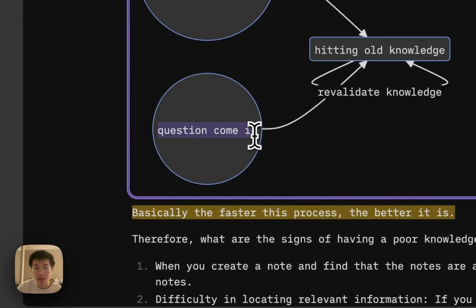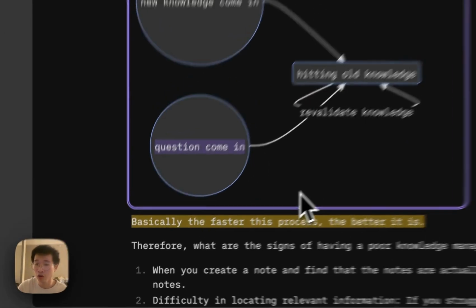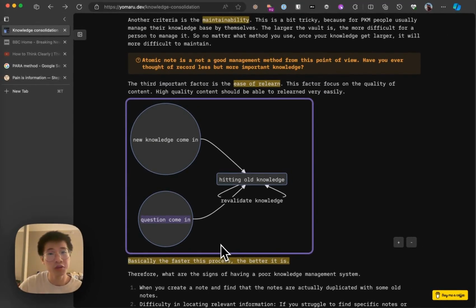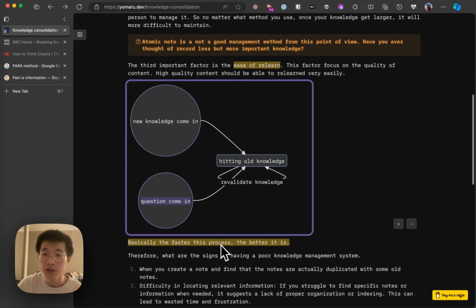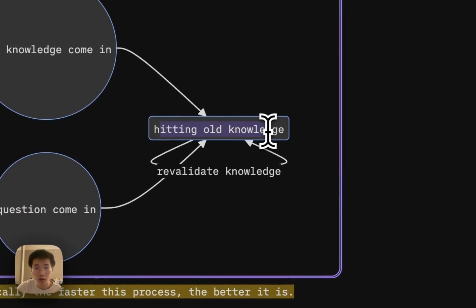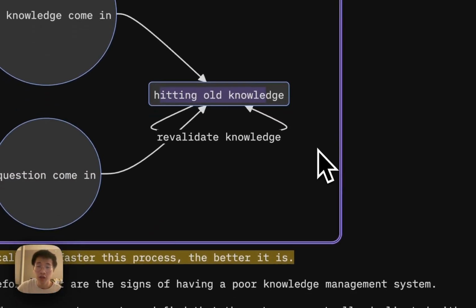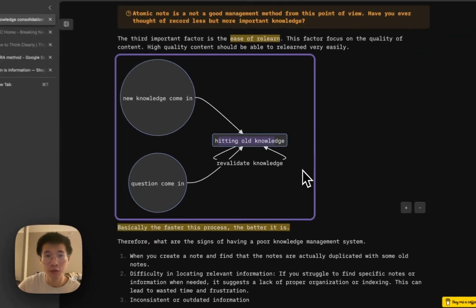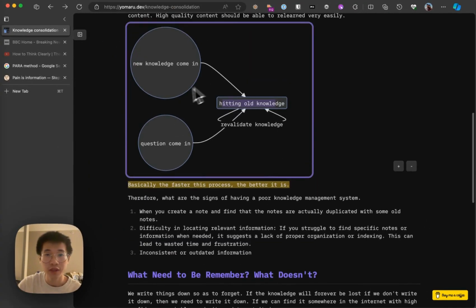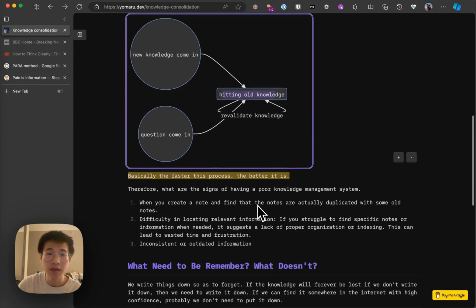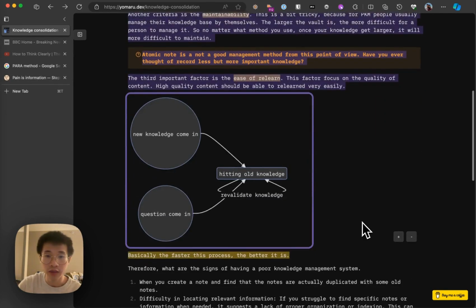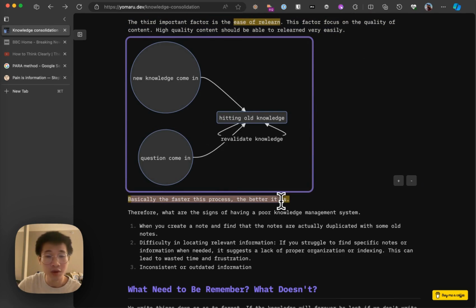And that's why that is poor knowledge management. The second process is when questions come in, they should hit the old knowledge, so that you can reuse the knowledge to solve your problems, right? Also, a good knowledge management system should help you revalidate your knowledge, so that it can keep up to date. That's why I have this diagram, and basically these three criteria help you accelerate this process. The faster the process, the better the knowledge management is.